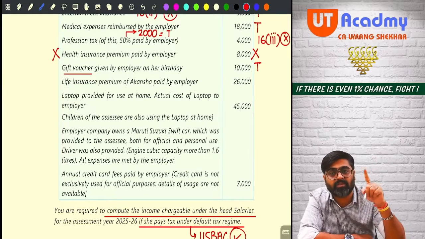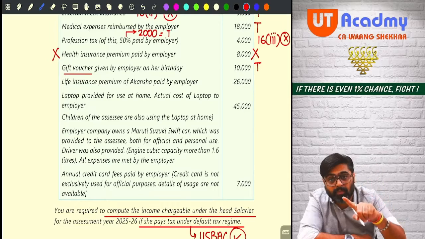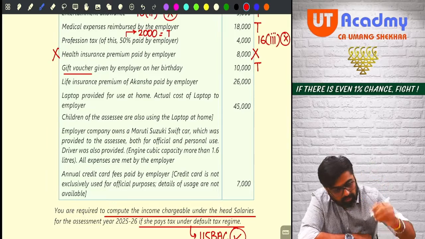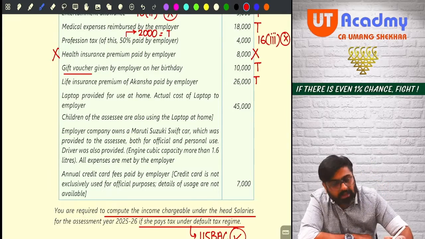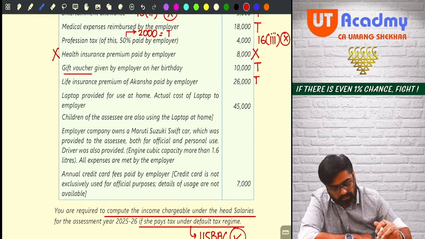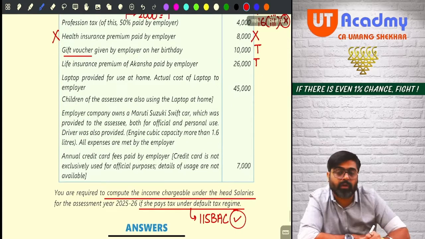Next one, life insurance premium of Akanksha paid by the employer. Do you remember 17 subsection 2 clause 5? Any life insurance policy premium or annuity policy premium of the employee paid by the employer is also a perquisite, taxable fully. So this will be a perquisite under 17(2)(5) and this will be taxable. Yes or no?